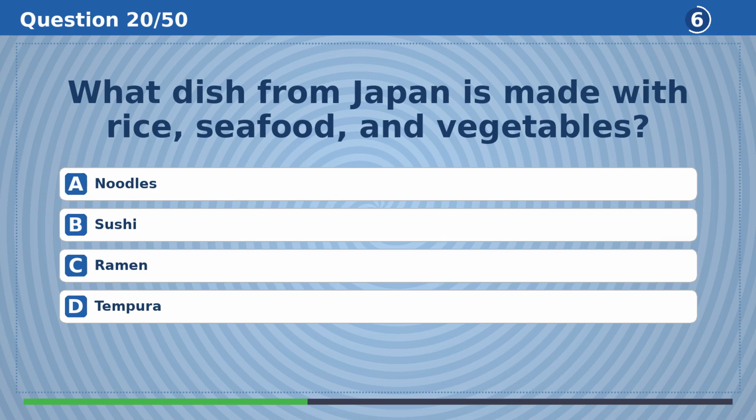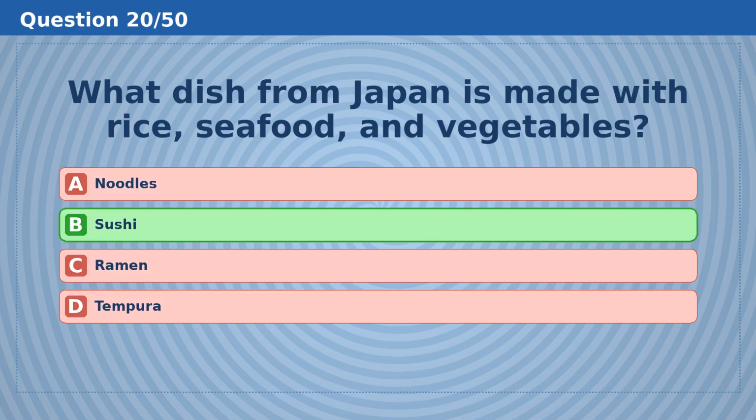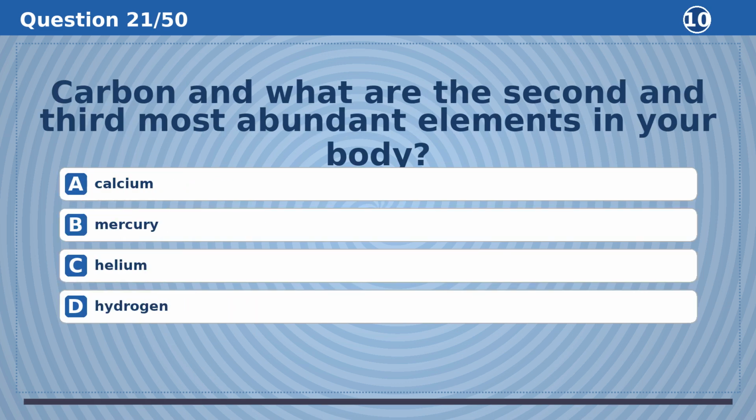What dish from Japan is made with rice, seafood, and vegetables? The answer is B. Sushi.